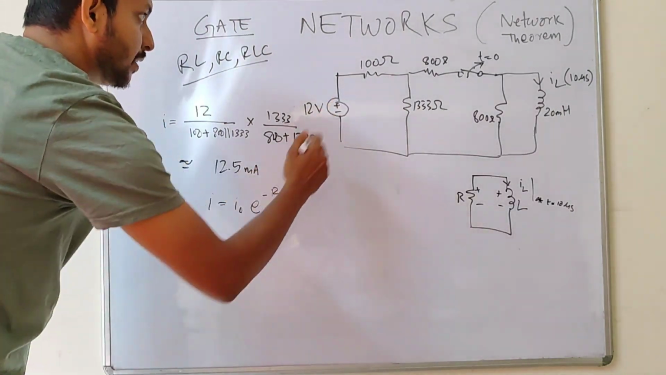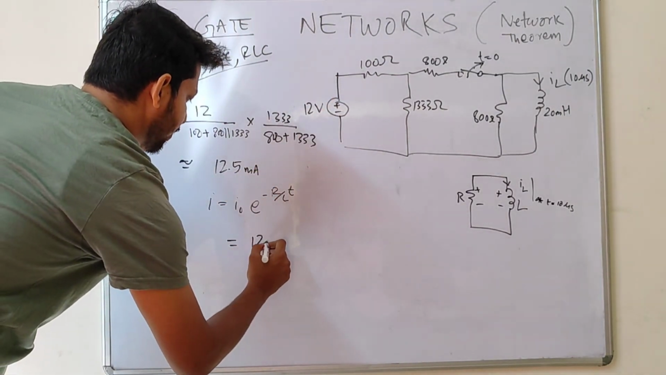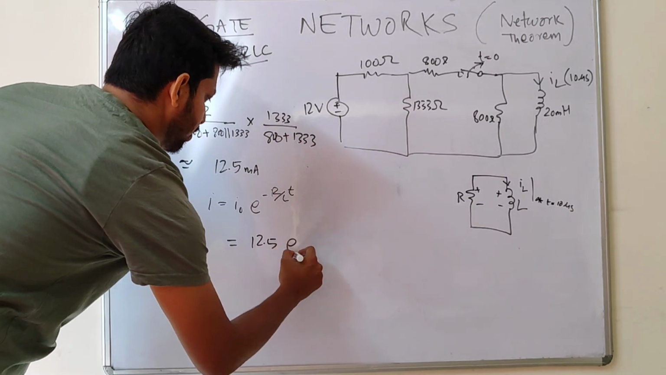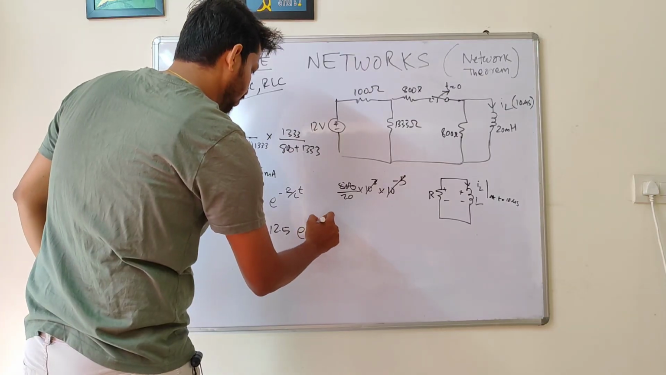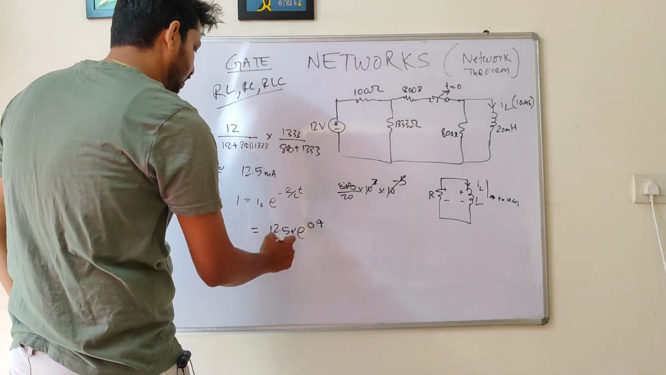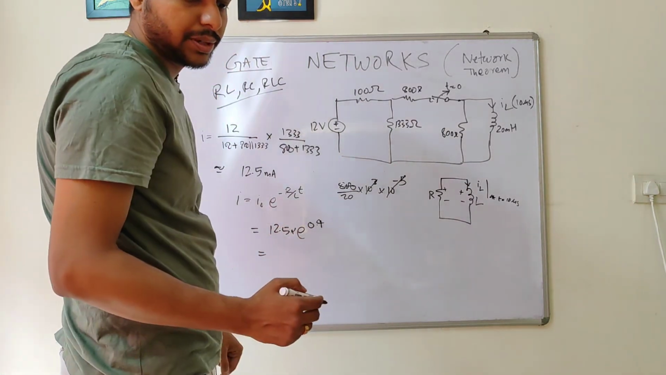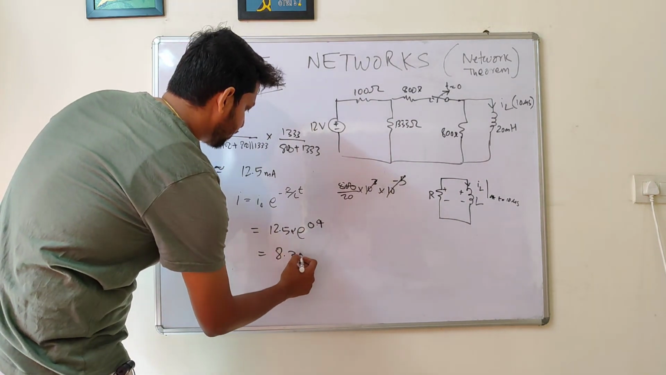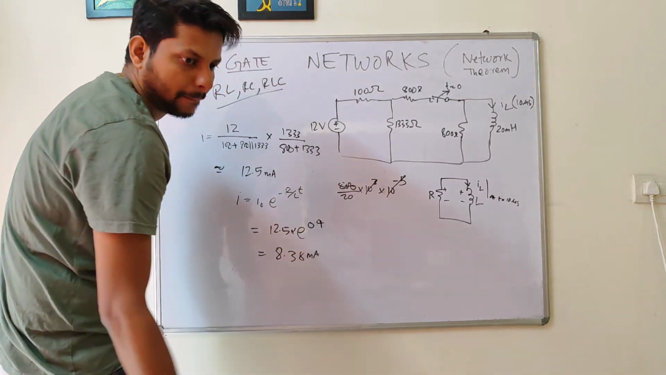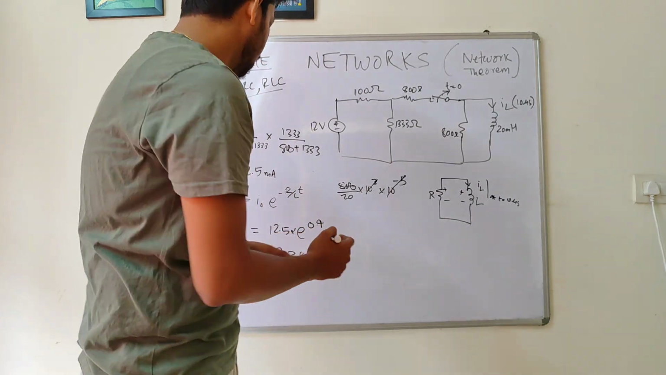So the current at time t equal to 10 microsecond will be 12.5 into e to the power of R by L times t, and this will be 0.4. Okay, if we solve this, it will come out to be around 8.38 milliampere. Oh, sorry, this is negative.